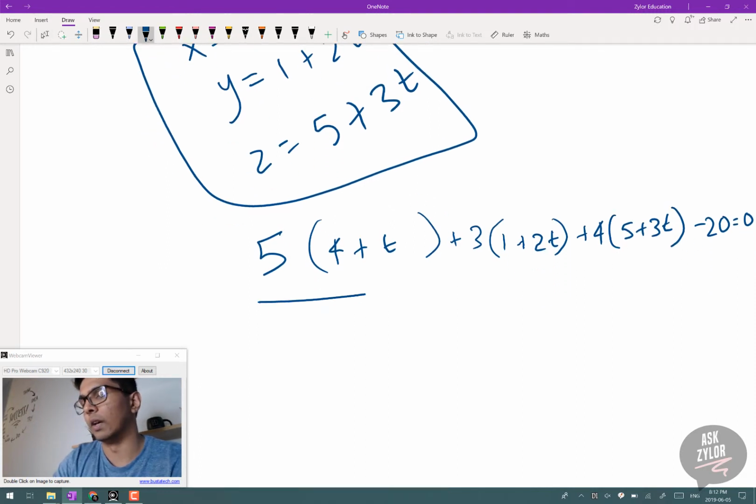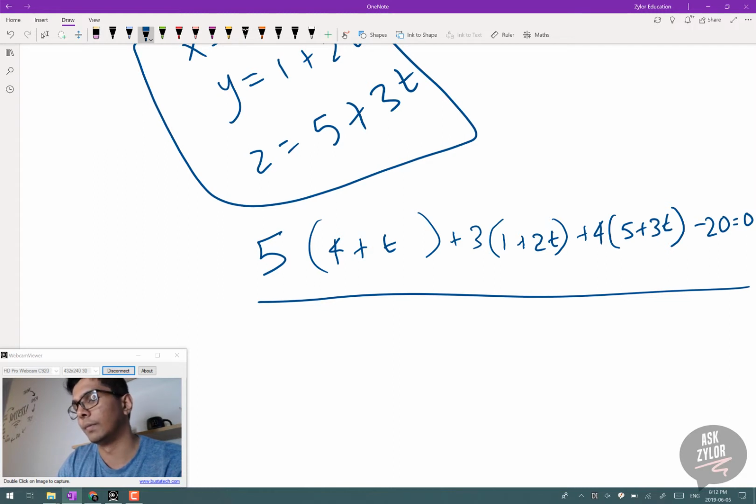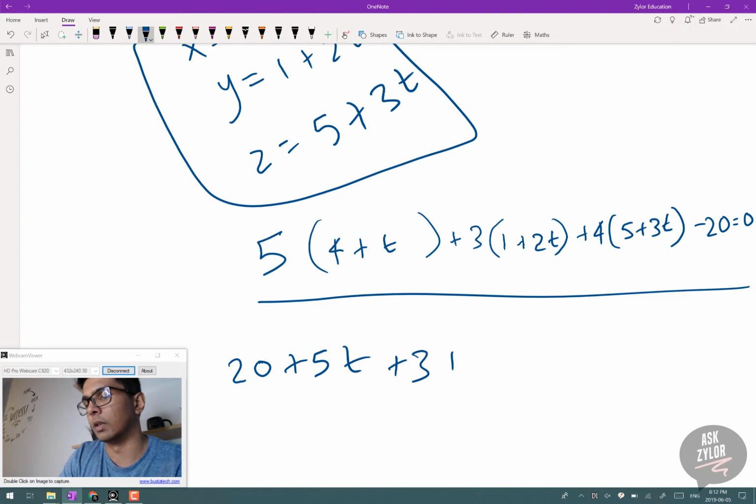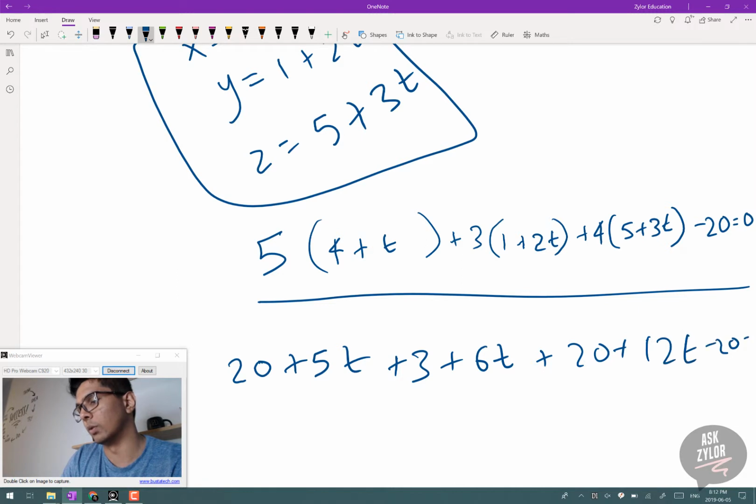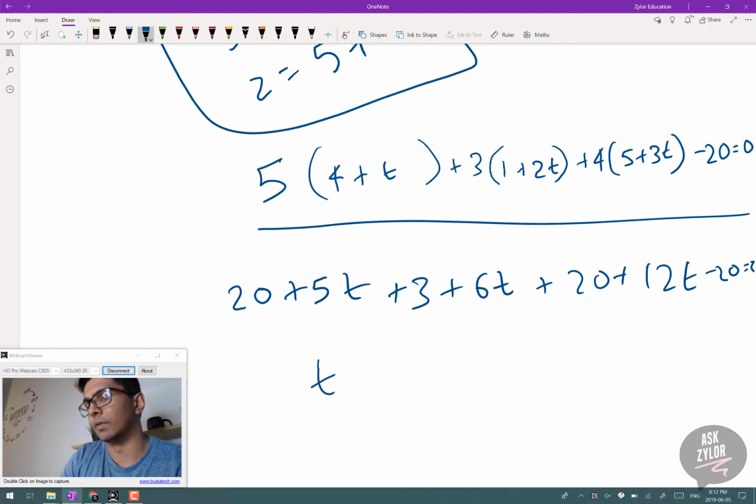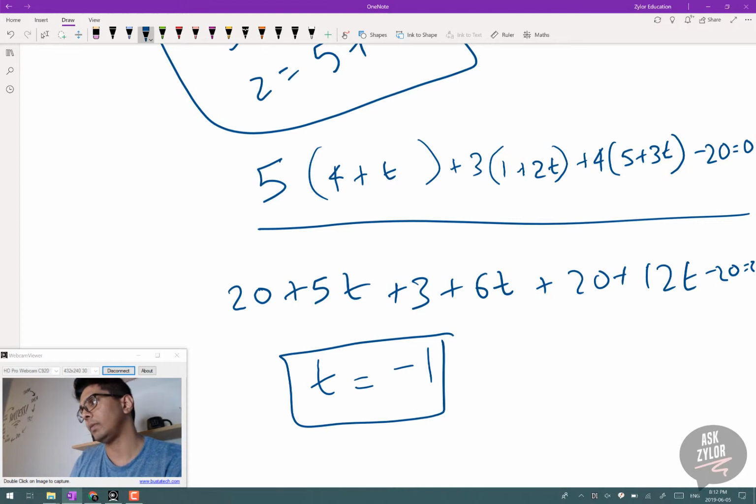Right, so we have one equation with one variable, so we're going to try and isolate for t. Right, so we end up with 20 plus 5t, plus 3 plus 6t, plus 20 plus 12t minus 20 is equal to 0. Right. So when I collect the like terms, when I isolate for t, I end up with t is equal to -1. So that tells me there is a point of intersection, right?